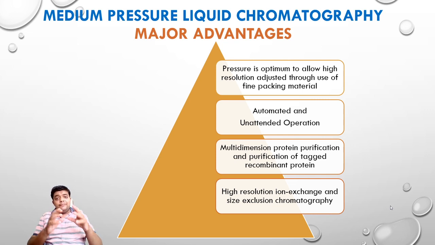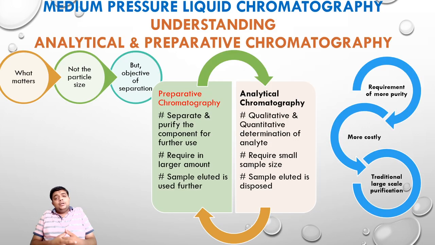Multi-dimension protein purification and purification of tagged recombinant protein can be done using MPLC. High resolution ion exchange and high resolution size exclusion chromatography are the very best applications of MPLC. So these are a few advantages that make MPLC even today a very good method for application.